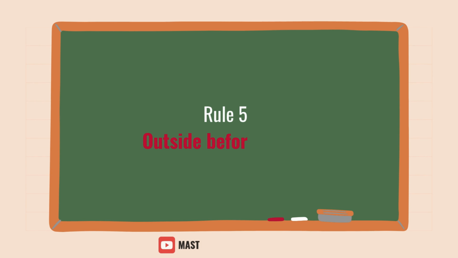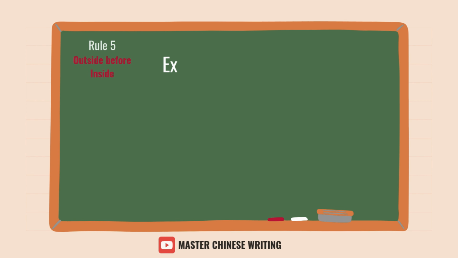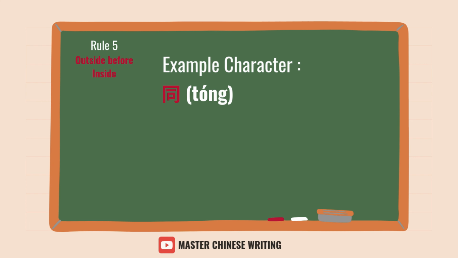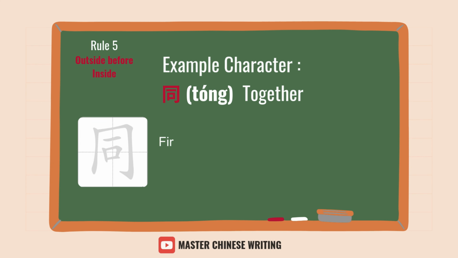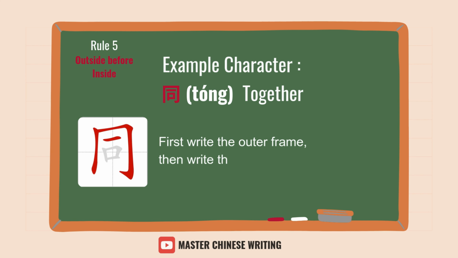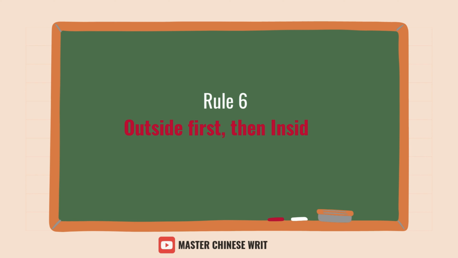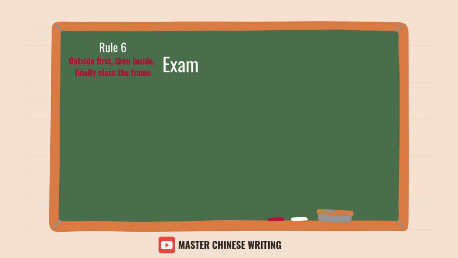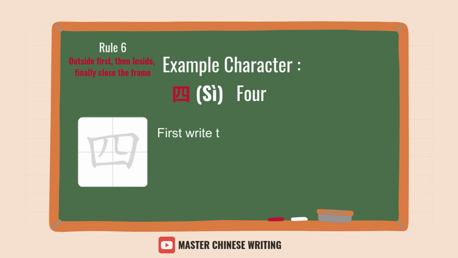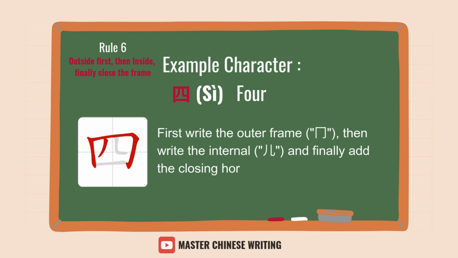Rule 5, outside before inside. Example, character 同, together. First write the outer frame, then write the internal. Rule 6. Outside first, then inside. Finally close the frame. Example, character 四. First write the outer frame, then write the internal, and finally add the closing horizontal stroke.